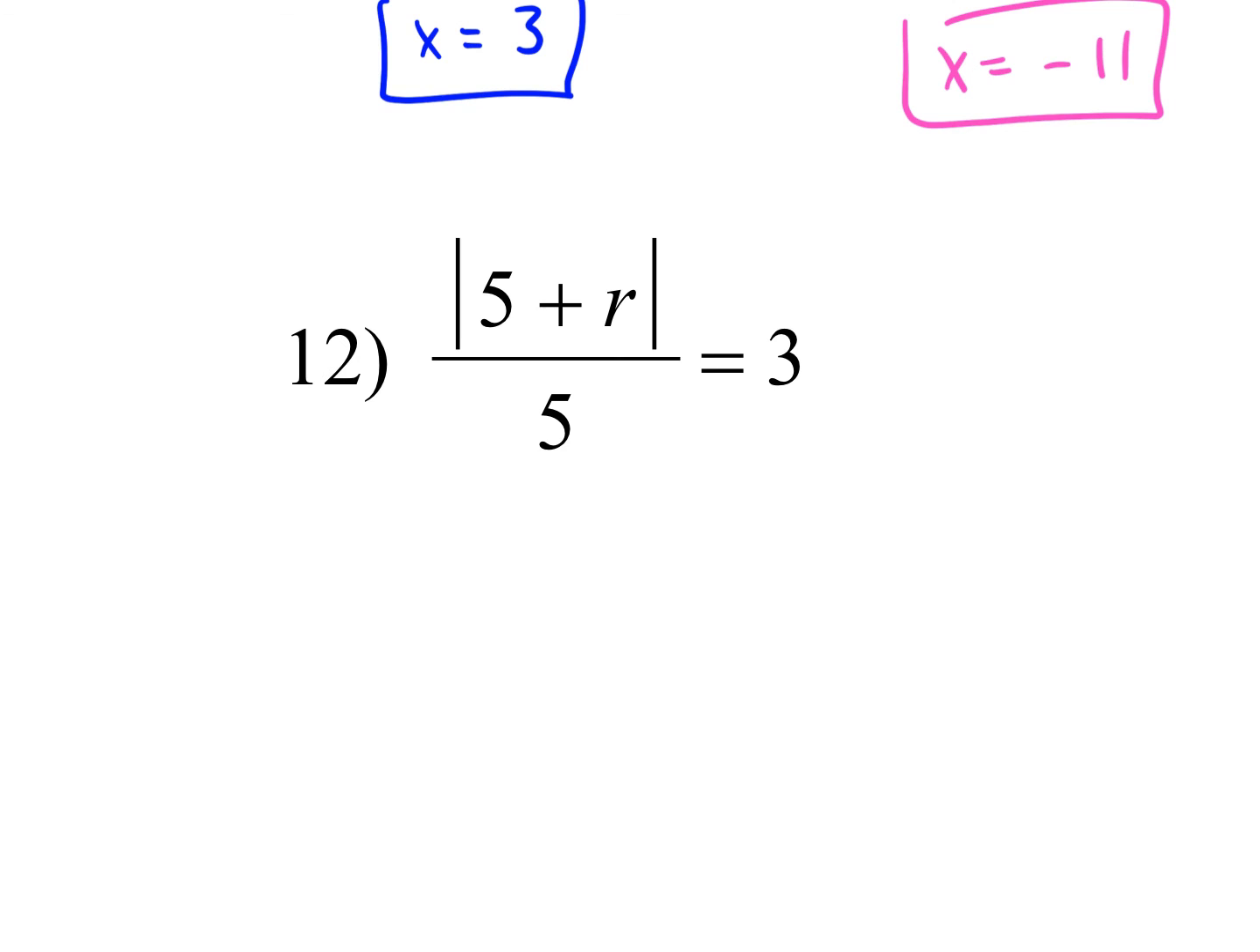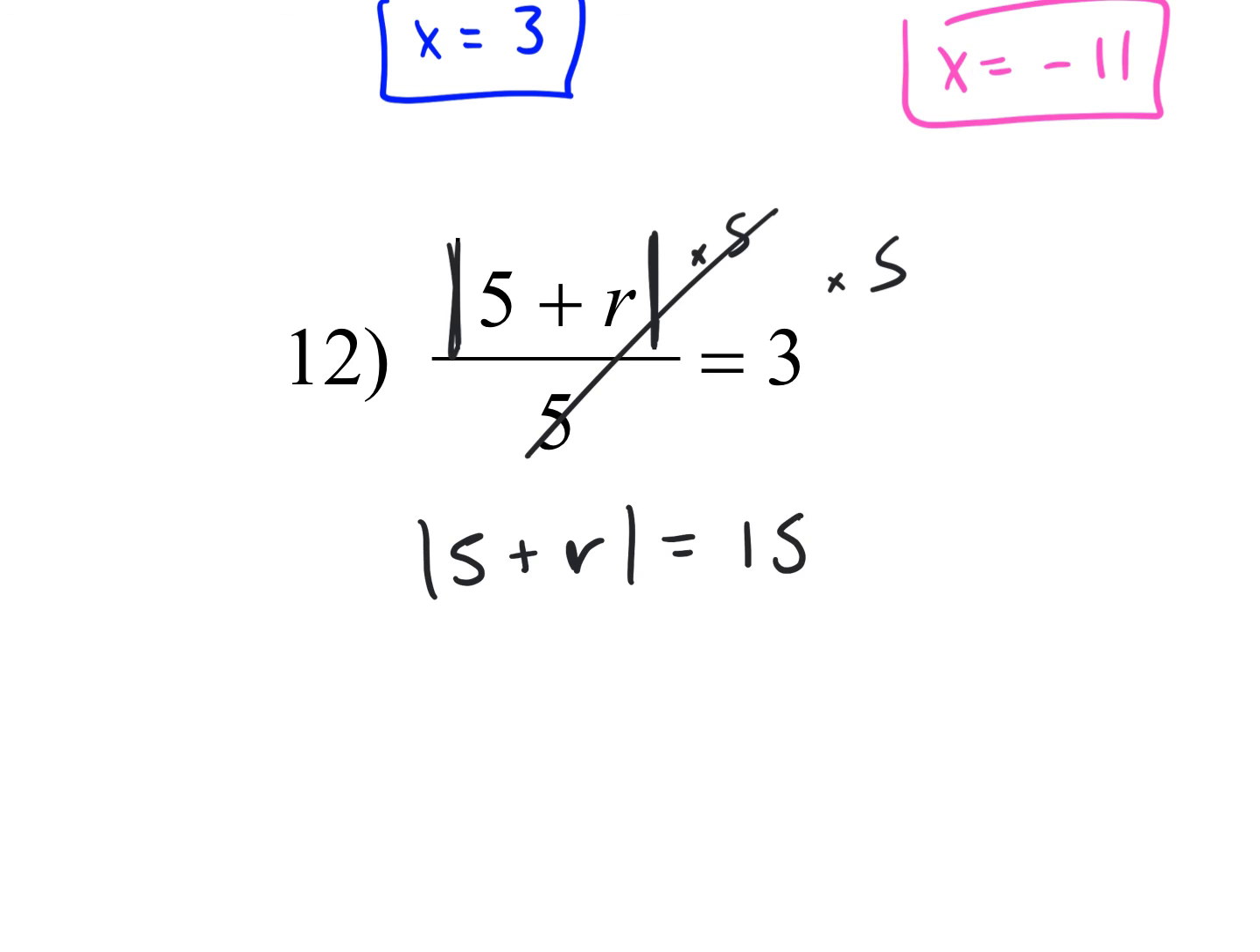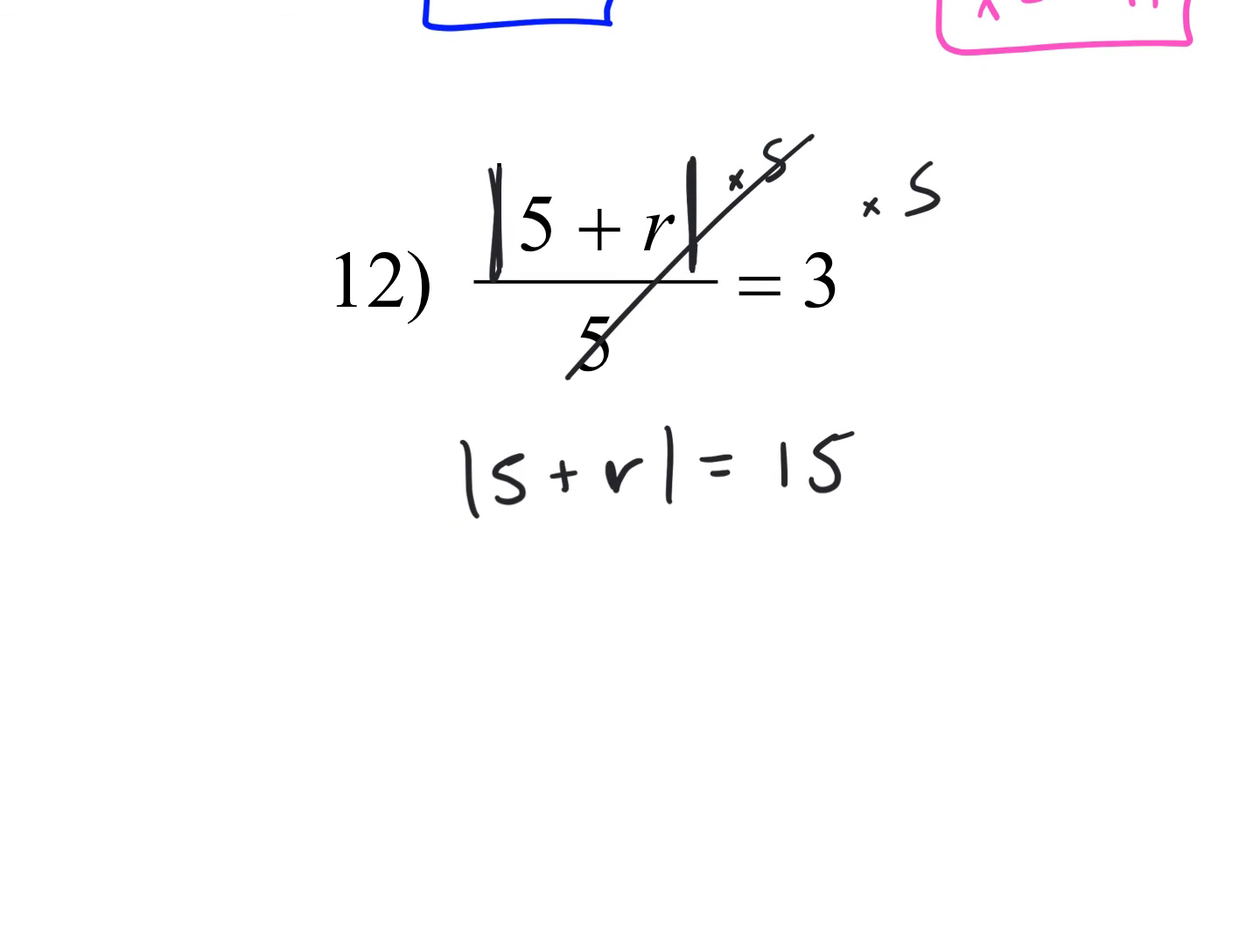Alright, number 12. Again, I want to get my absolute value all by itself, so I have to get rid of that divided by 5 there. Amanda, how do I get rid of it? Multiply both sides by 5. So I have 5 plus r in my absolute value on the left, and 3 times 5 is 15. Now, how do I get rid of my absolute values? Split it. So I have 5 plus r is equal to 15. 5 plus r is equal to negative 15.